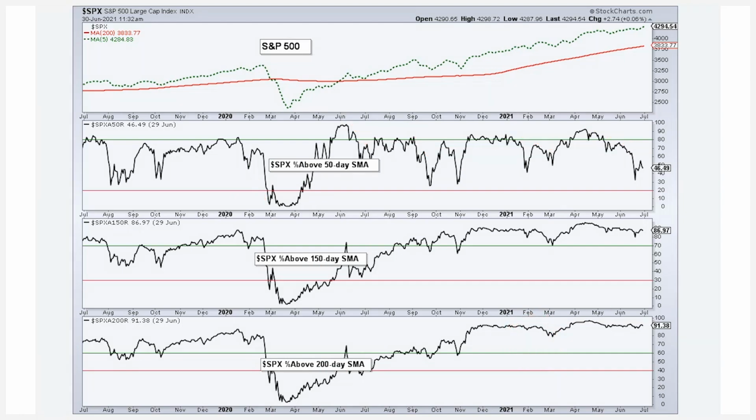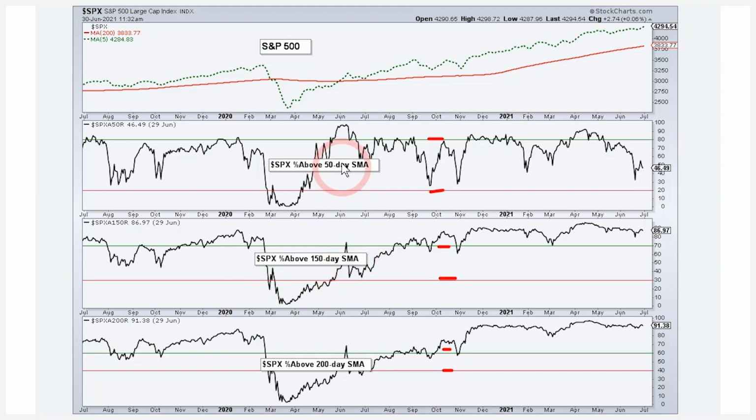Now, I never use just one indicator. I always use a group of indicators, and it's usually an odd number to try and get a consensus for a signal. And you can see for percentage above the 50-day, I've got lines at 80% and 20%. For percentage above 150-day SMA, I've got lines at 70% and 30%. And percentage above 200-day, I've got lines at 60% and 40%. So if you look back here to late February, you can see that we had these signals trigger. So we had a signal when all three broke below those lower lines in late February.